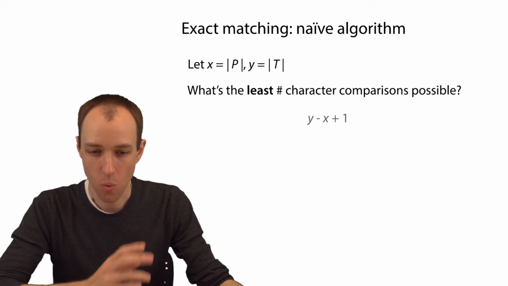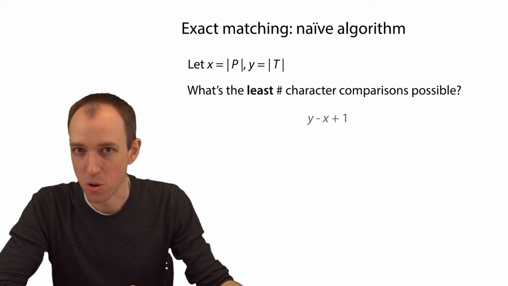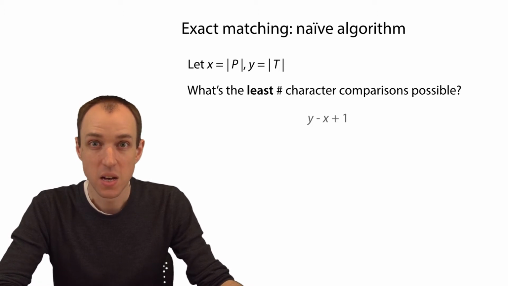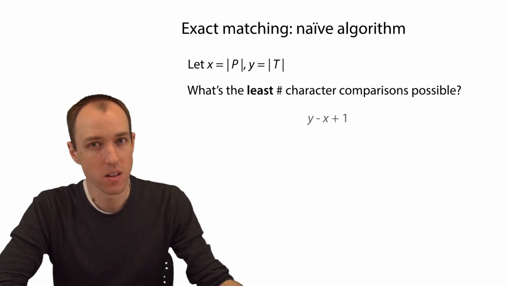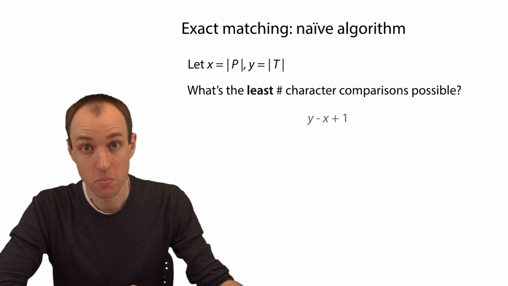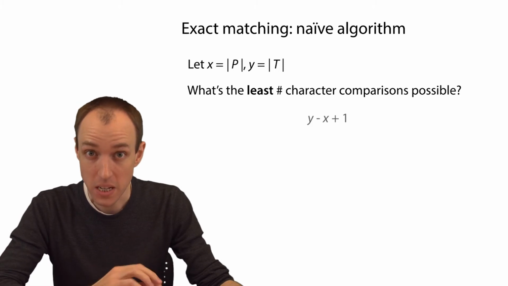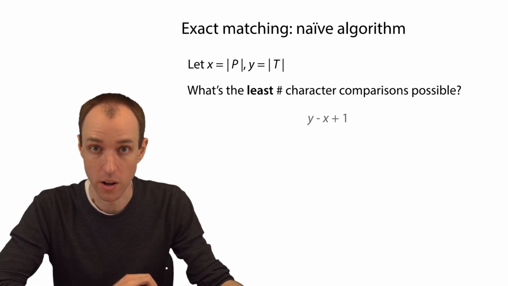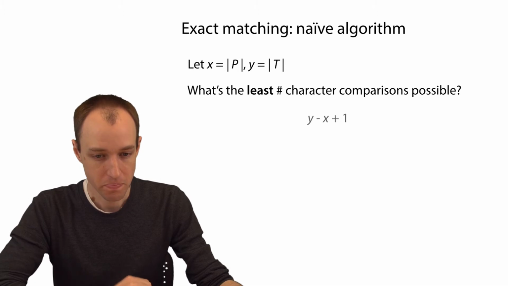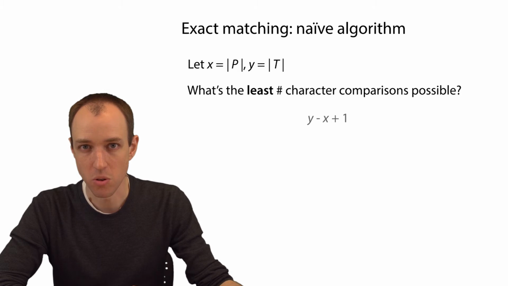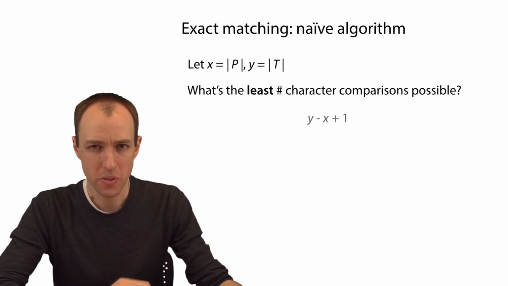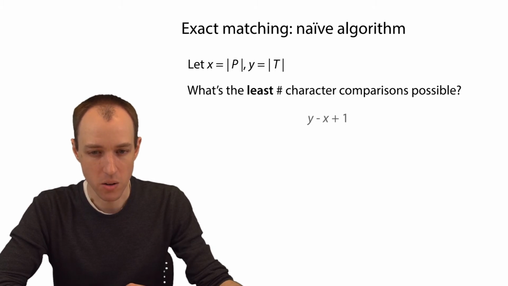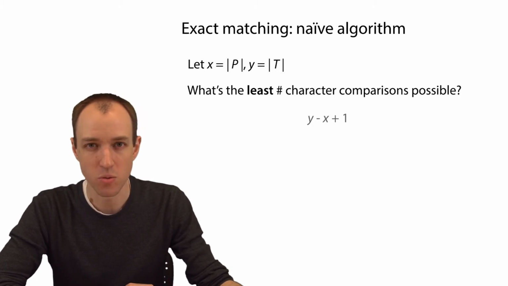So here the answer is y minus x plus 1, which again is the number of possible alignments of P to T. Why is that the answer? Well, for each alignment, we're going to do at least one character comparison, but the very first character comparison could be a mismatch, in which case we immediately break from the inner loop after having done only one character comparison. So if this happens, then we're doing exactly one character comparison per alignment, so the number of character comparisons equals the number of alignments. So when would this happen?